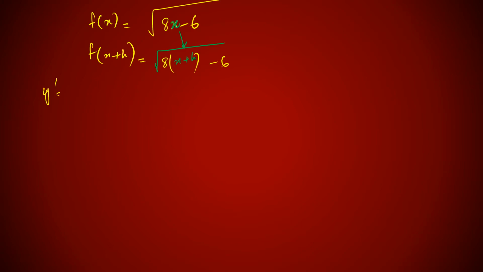Now write down the formula: limit h approaches 0. First of all, f of x plus h. So write down what is f of x plus h. Radical of, open the bracket, 8x plus 8h minus 6. Then minus f of x, which means the quotient over h. Now rationalize the function.